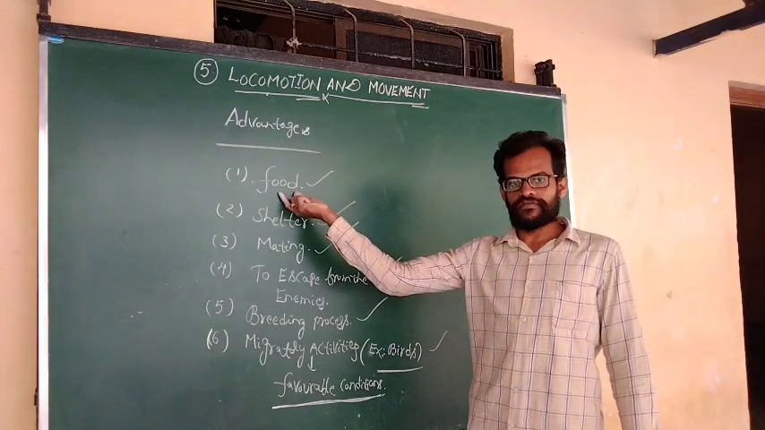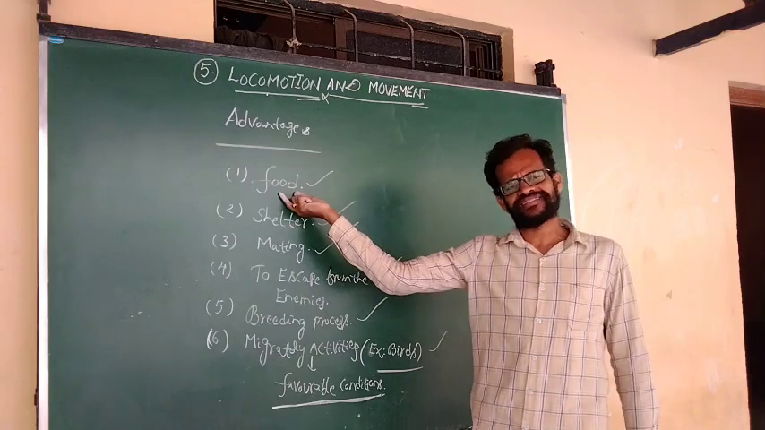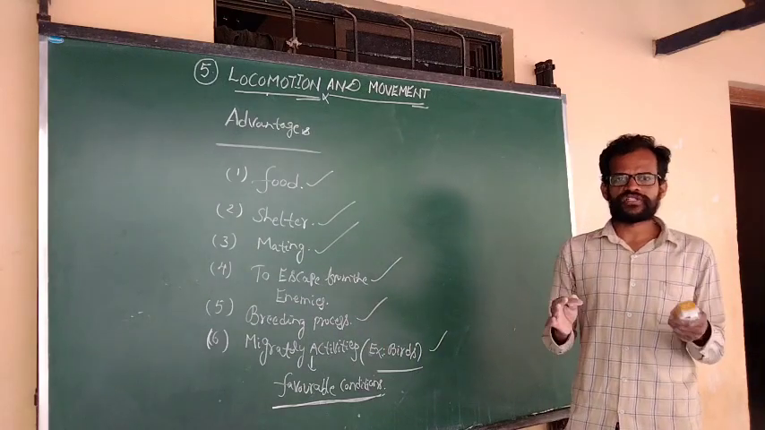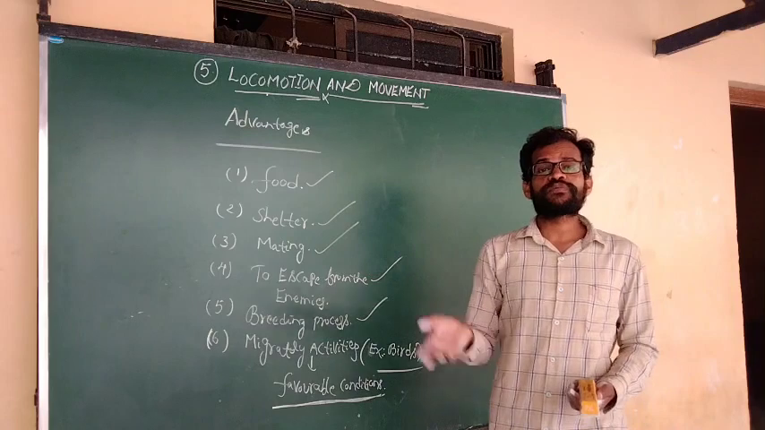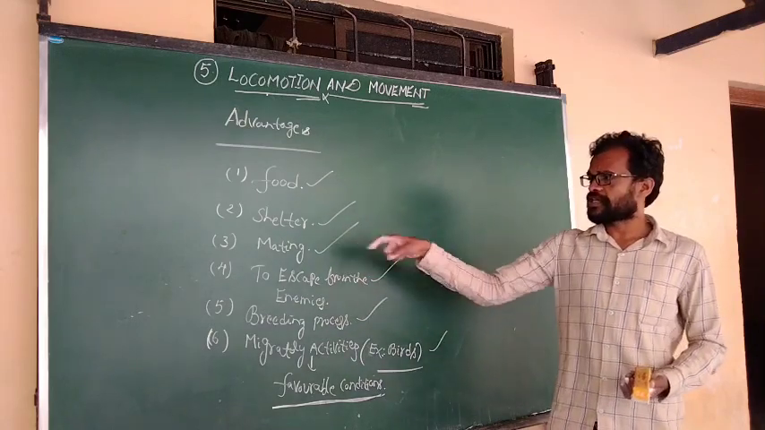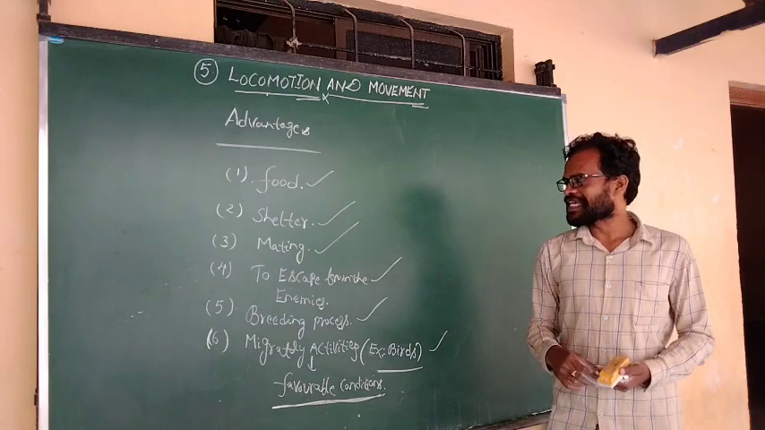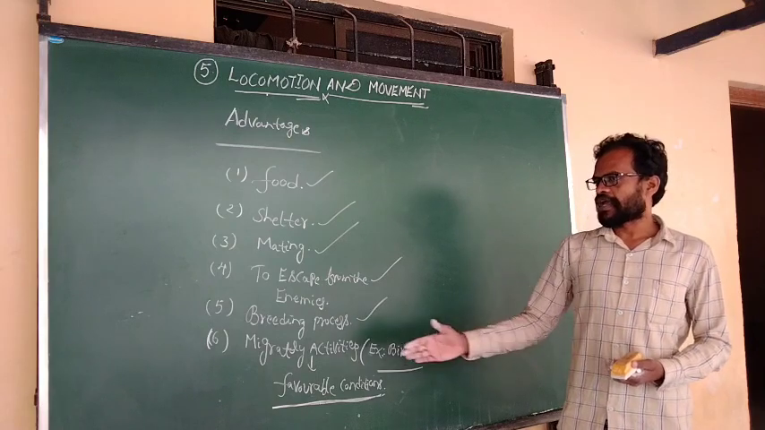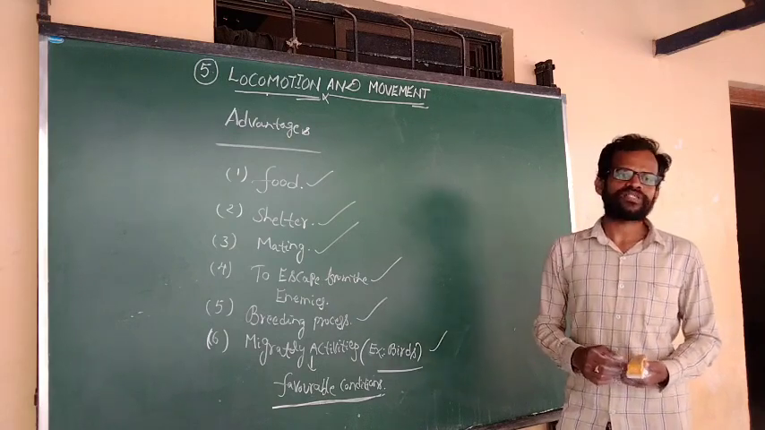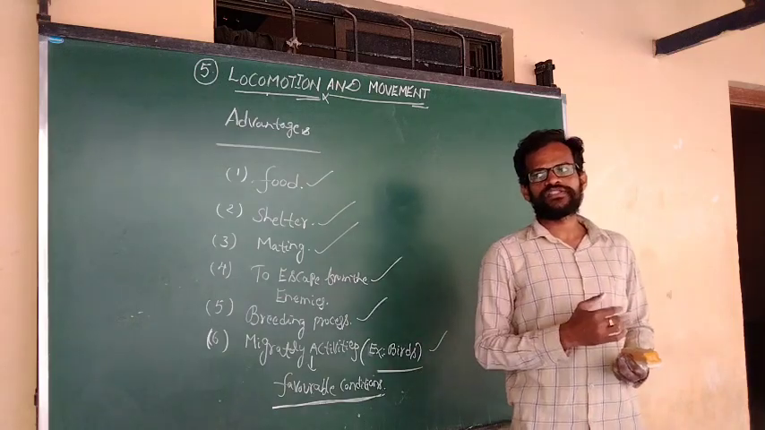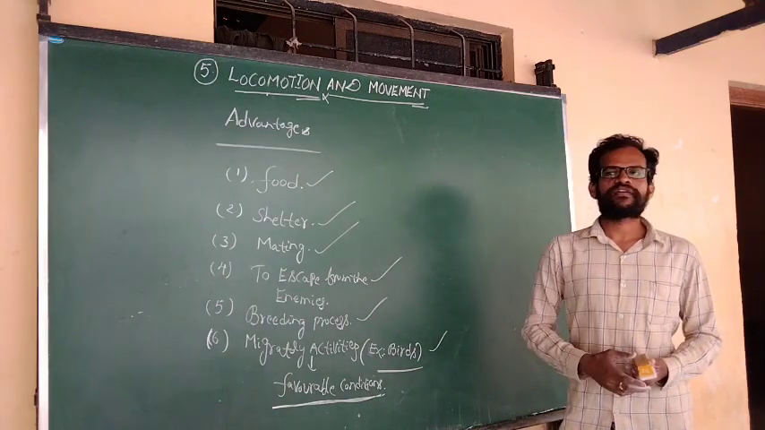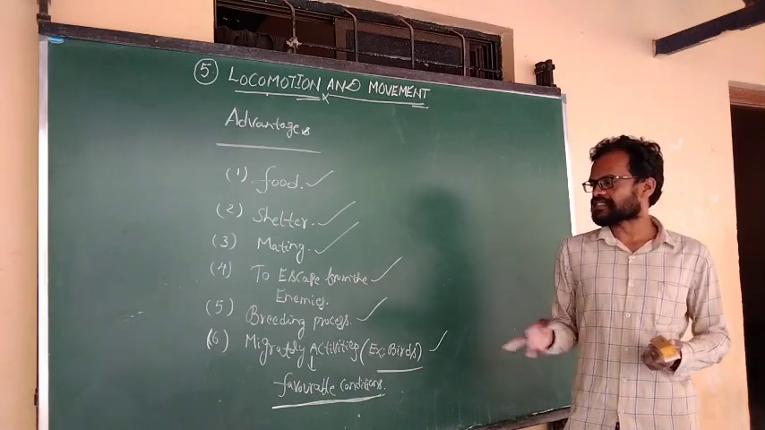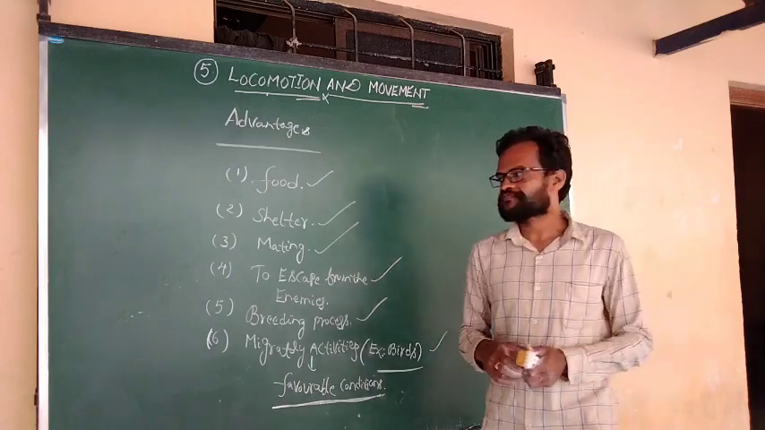For the purpose of food, they can move from one place to another with the help of locomotory organelles. They move to a suitable place for construction of the shelter, and they participate in sexual or asexual reproduction, that is the mating process, and also to escape from the enemies, the breeding process, and migratory activities. The best example is birds, they move from unfavorable places to favorable places for food, shelter, mating, escaping from enemies, breeding, and migratory activities.